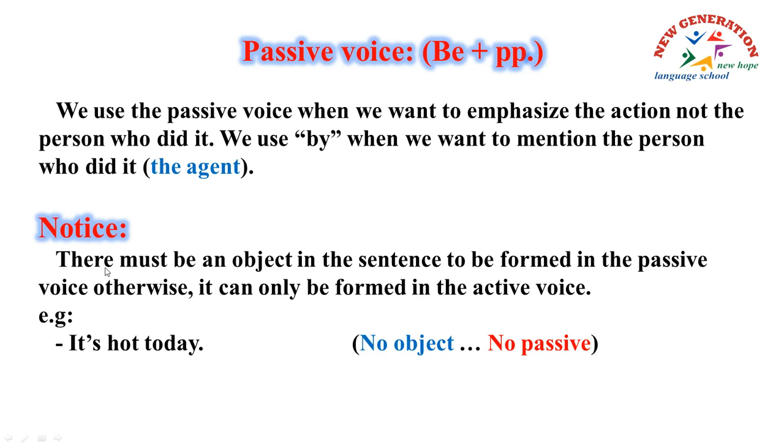Notice, there must be an object in the sentence to be formed in the passive voice. That means if there is no object, there is no passive. This sentence, "It's hot today," cannot be formed in the passive voice because it has no object at all. So we have to check the sentence before trying to form it into the passive voice to check whether it has an object or not.